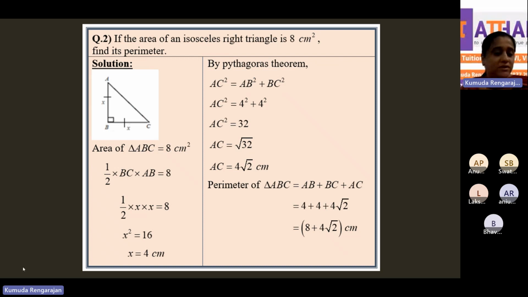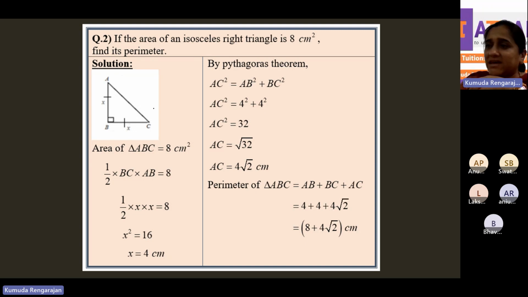Okay. So take the figure again. You understand this figure? We don't know the equal sides. When you don't know any side of this triangle, what can you do? You can call the equal sides as X, and then you can find the hypotenuse using Pythagoras theorem.